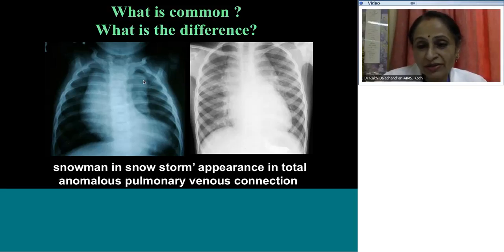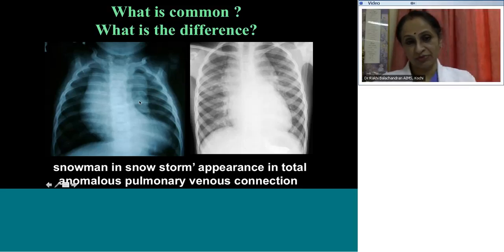Then the right one is the snowman in the snowstorm. That is right. Supracardiac TAPVC. That's the right answer. But what is this? This is not a thymus. And this is not a supracardiac TAPVC. Because in supracardiac TAPVC, you must have the plethora, what you call as the snowstorm. And the snowstorm, what you see in this, is not there.